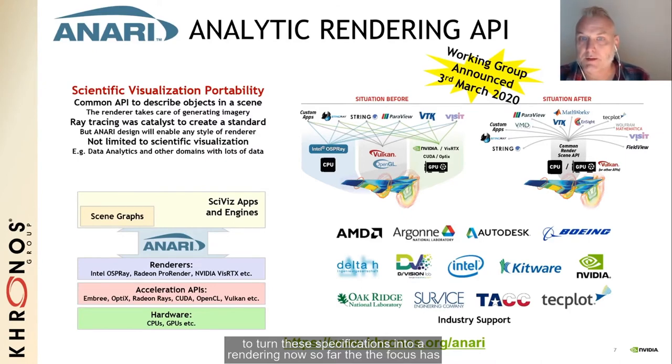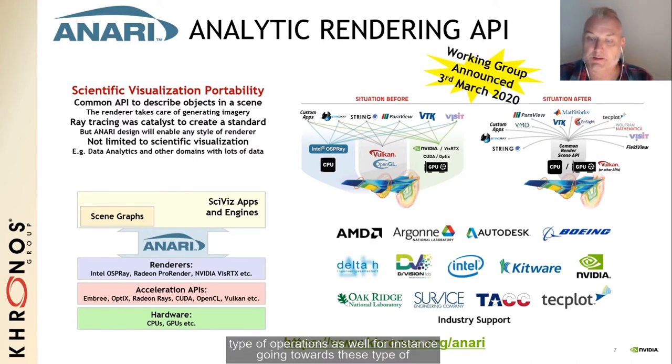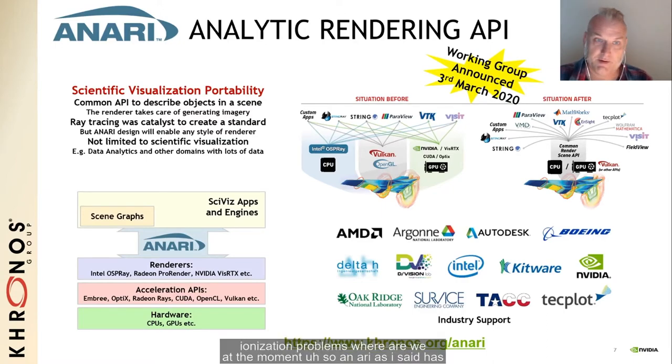Now, so far, the focus has been mostly on converting geometry specifications or volumetric specifications into pixels. But it would be interesting to see what kind of extensions are necessary to enable more flexible or more complex types of operations as well. For instance, going towards these types of re-ionization problems.